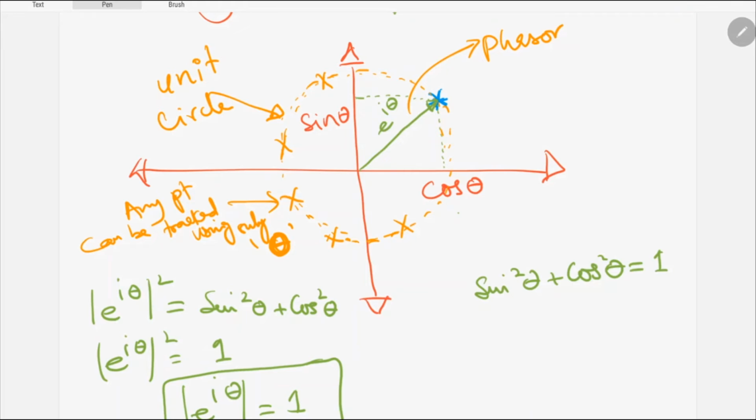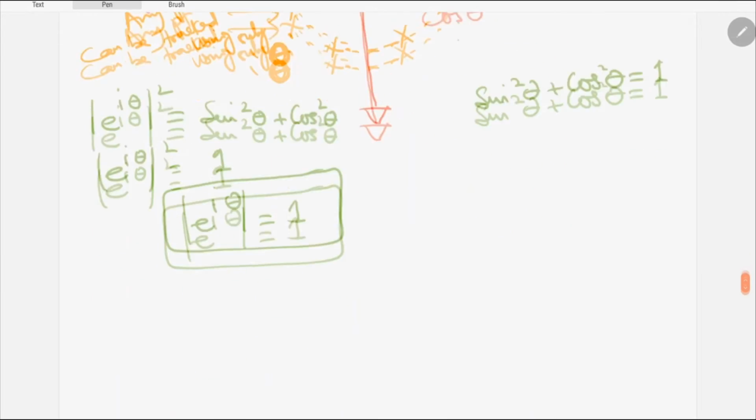Okay, if you know the angle theta, you can track the location of any point on this unit circle, because we know that its magnitude will be 1. So what if we have a magnitude that is greater than 1 or less than 1? We can also do that.